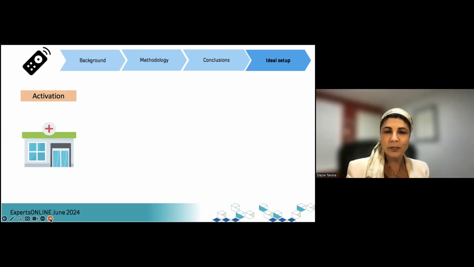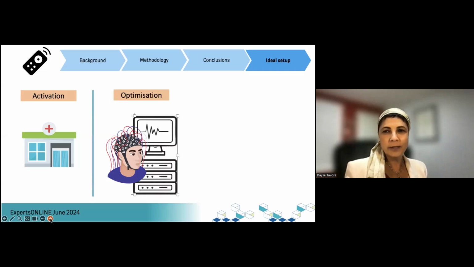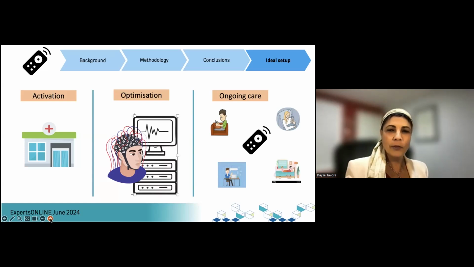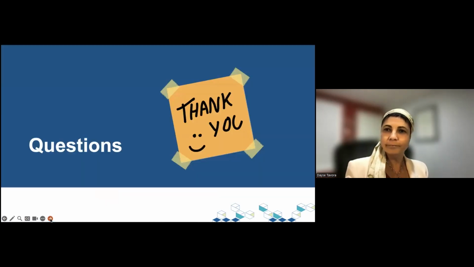So we have activation at a hospital. We have optimization at a very early stage using some sort of objective measures to make sure that when we send this patient away, they have the best map that they can have, and the follow-ups, the ongoing care could be done at their home, their place, or when they need. So that is our ideal. And with this, I thank you very much for listening.